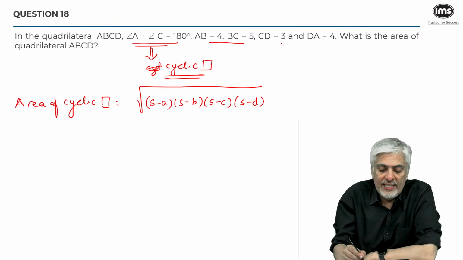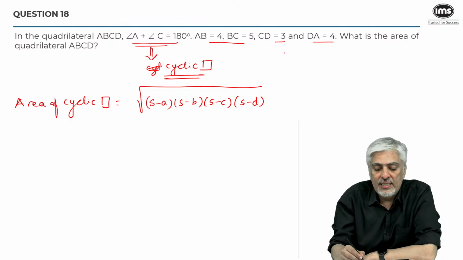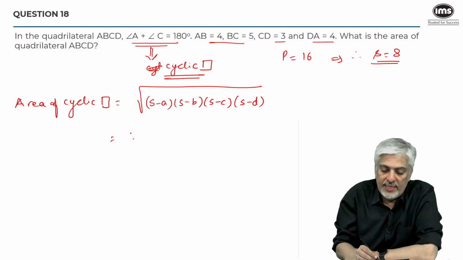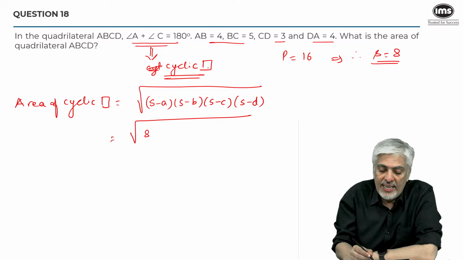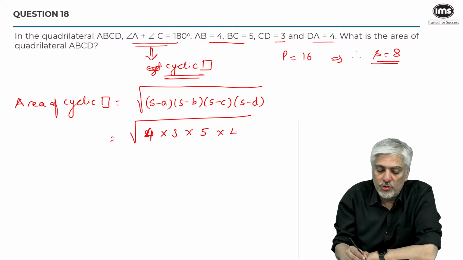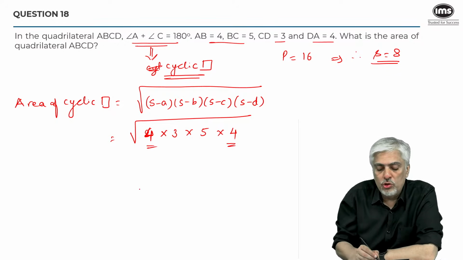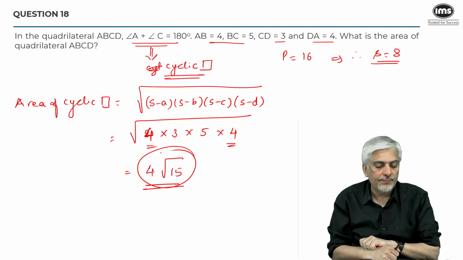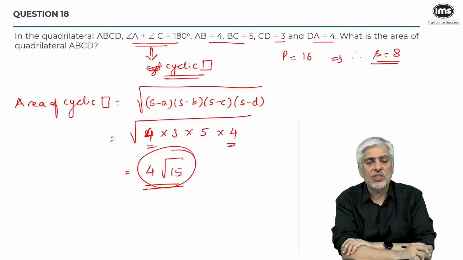4 plus 5, 9. 9 plus 3, 12. 12 plus 4, 16. Perimeter is 16. Therefore, S is 8. 8 minus 4, that is 4. 8 minus 5, that is 3. 8 minus 3, that is 5. And 8 minus 4 is 4. Square root of 4 into 3 into 5 into 4 is 4 root 15. Answer is 4 root 15. Got that, everybody? This was a straightforward one.